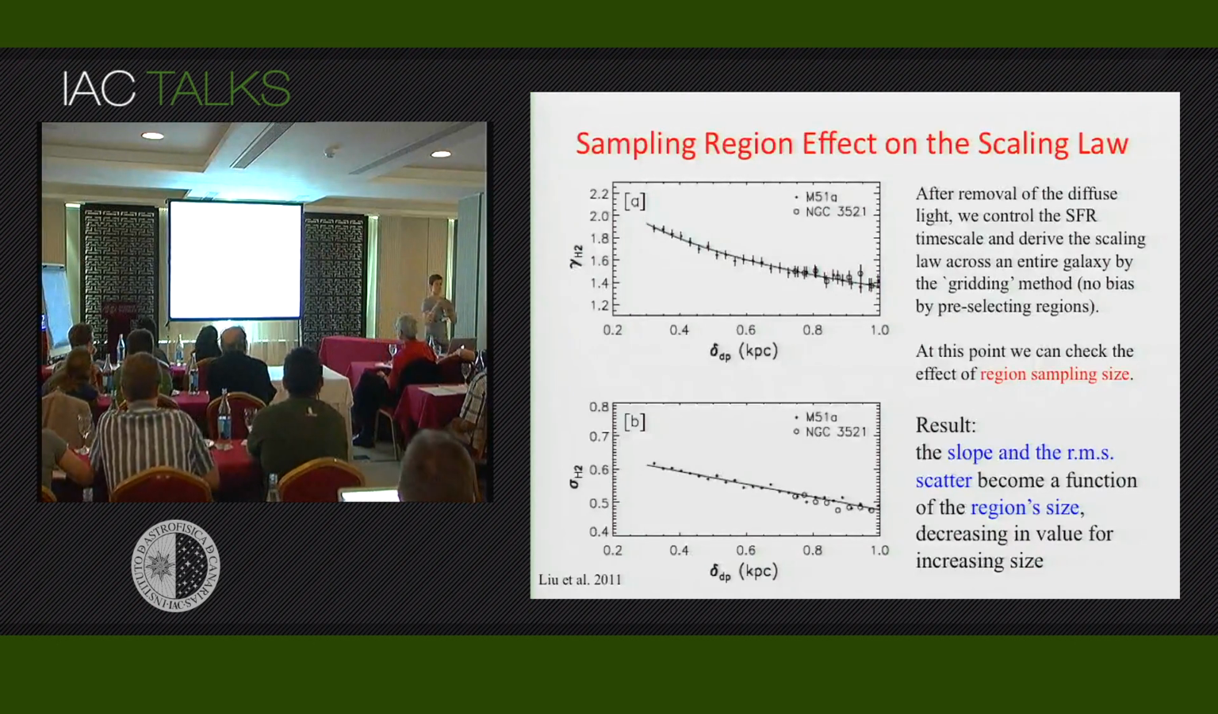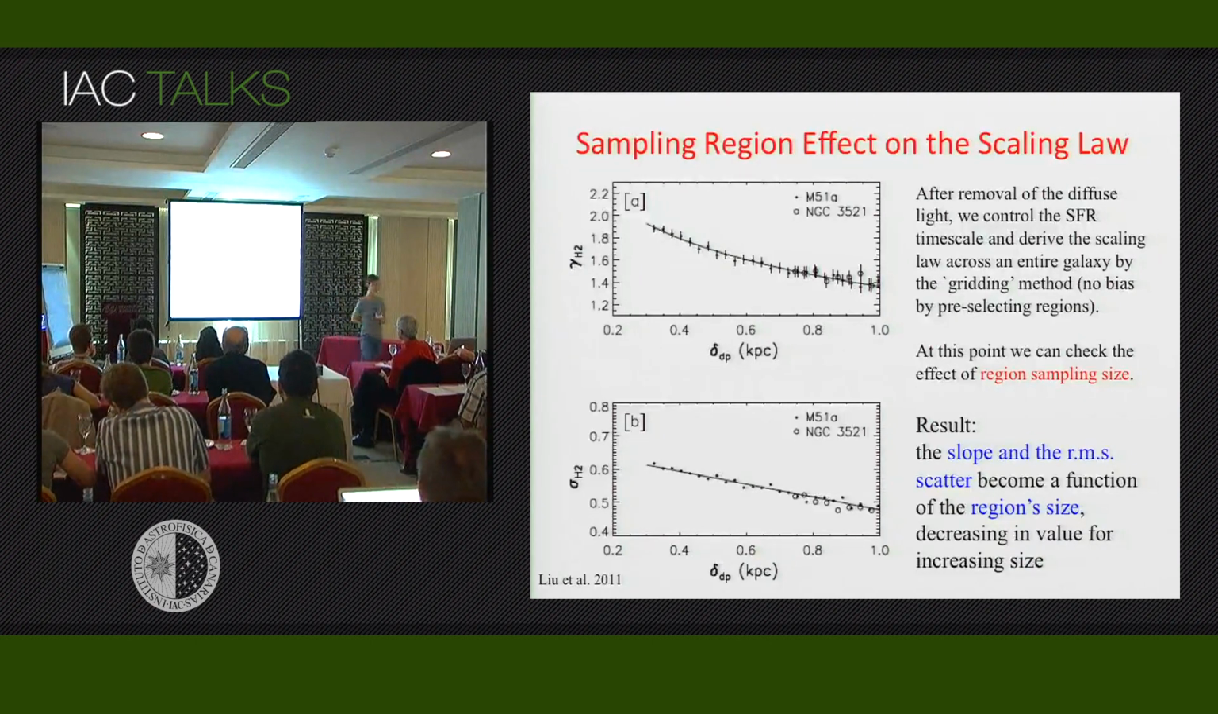So what it means is that if I take a region of about 250 parsec in my galaxy, and I slice and dice my galaxy in regions 250 parsecs in size, and then I plot the star formation rate surface density and the H2 surface density on a diagram, and I measure the slope and the spread, I get a slope of 1.9 and a spread of 0.6. The root mean square spread is 0.6 on the same scale.